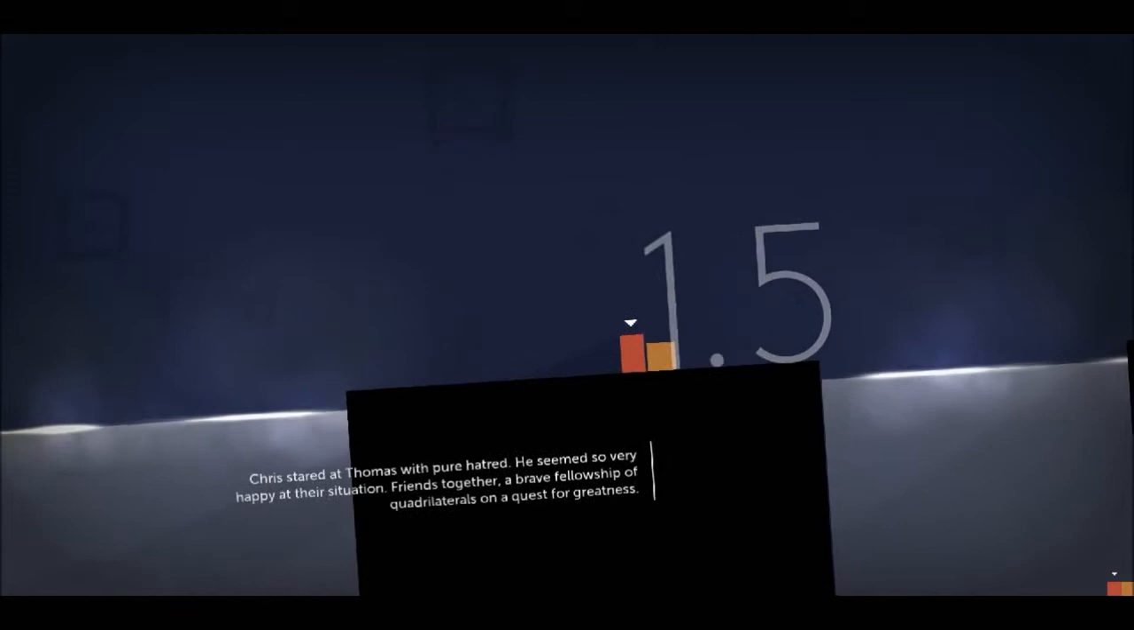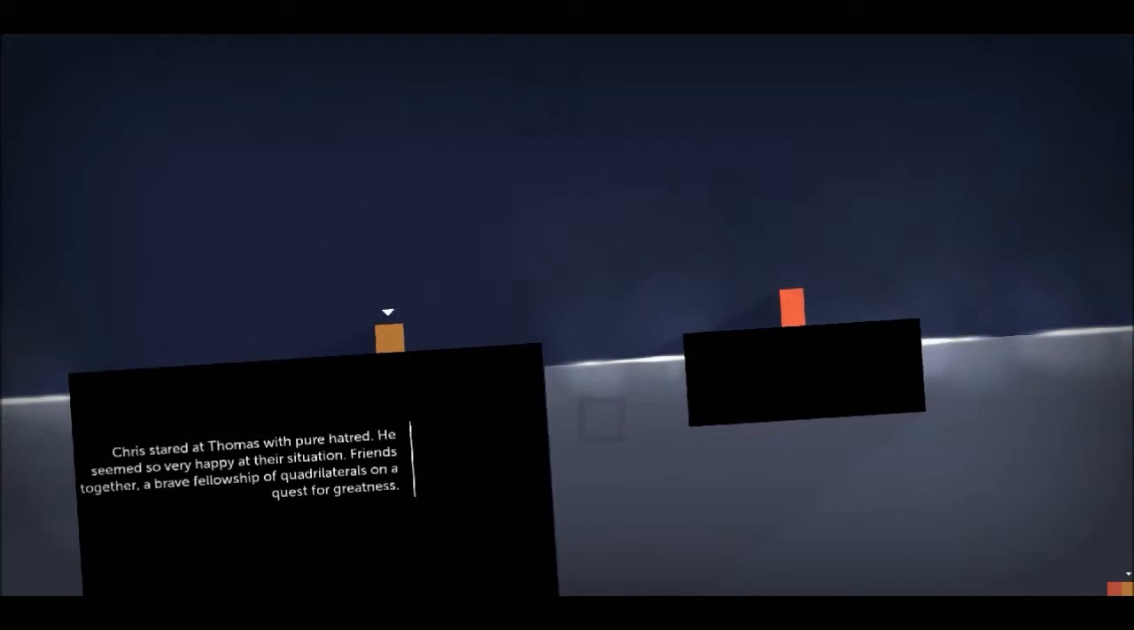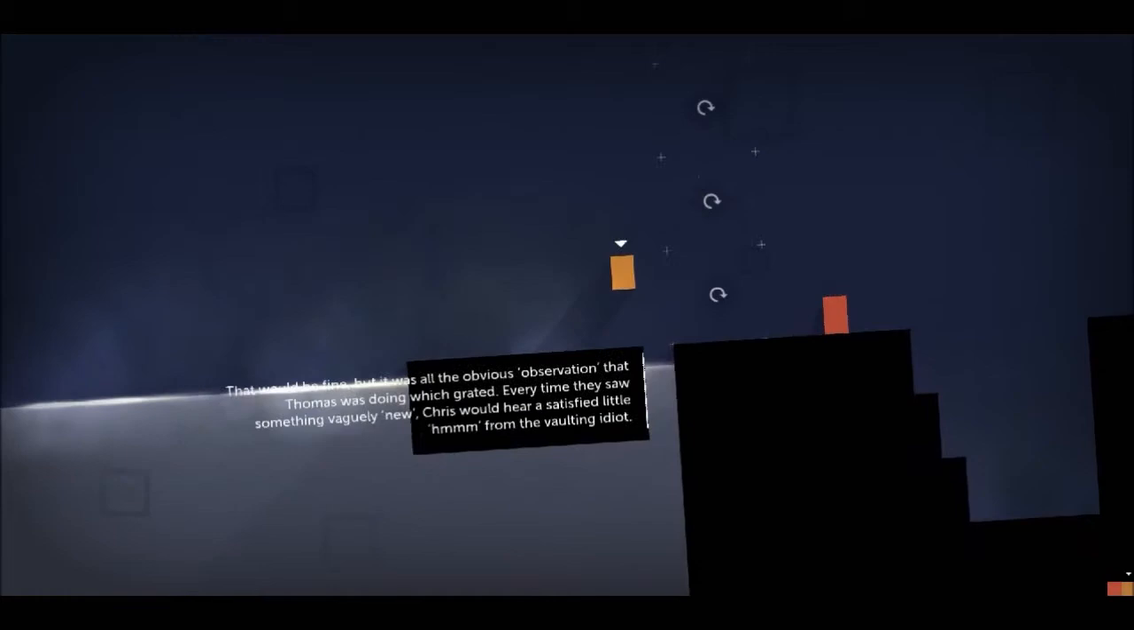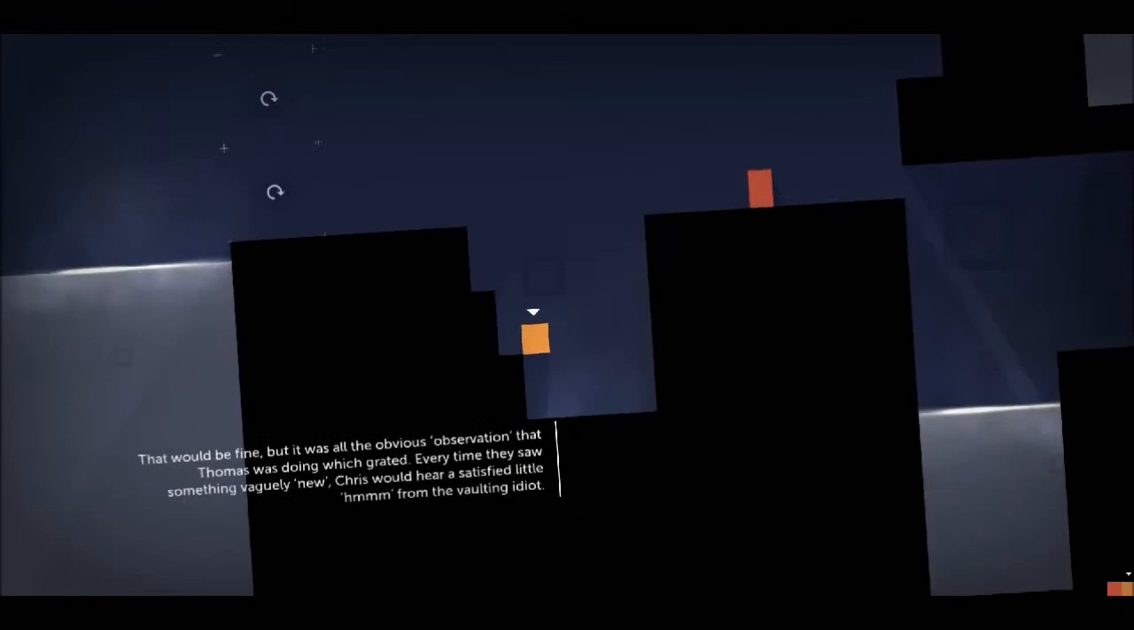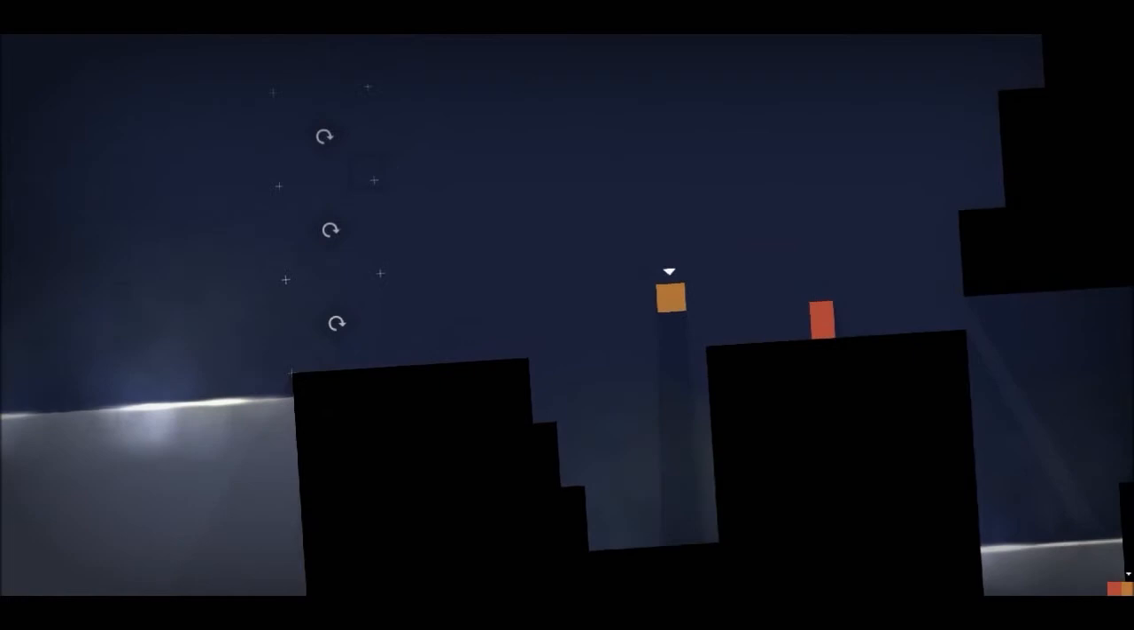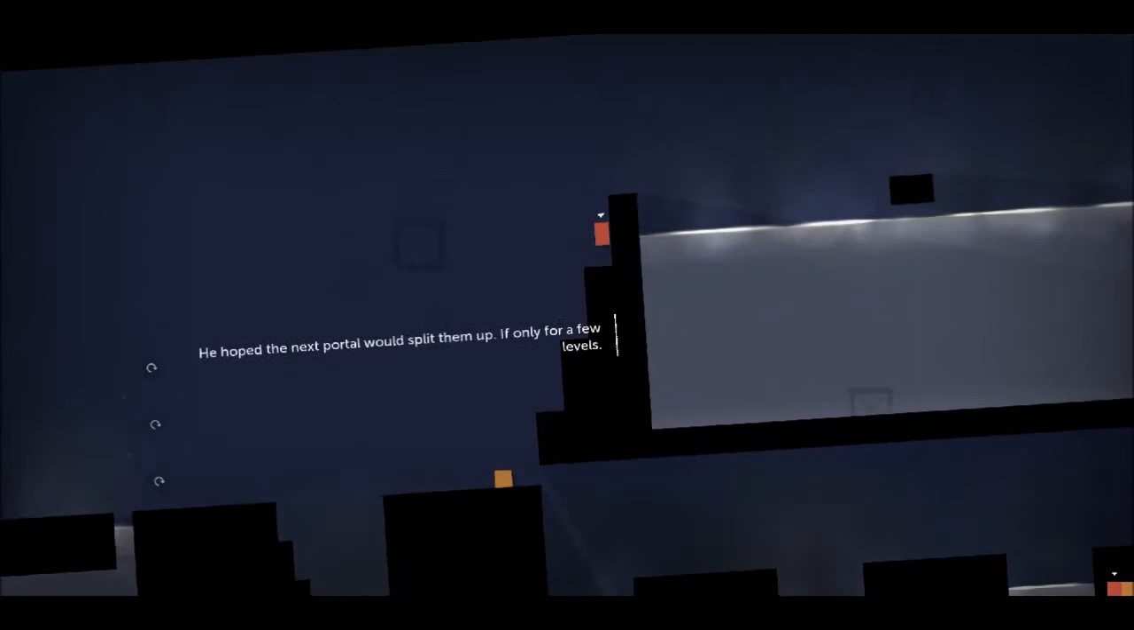Chris stared at Thomas with pure hatred. He seemed so very happy at their situation. Friends together, a brave fellowship of quadrilaterals on a quest for greatness. That would be fine. But it was all the obvious observation that Thomas was doing which grated. Every time they saw something vaguely new, Chris would hear a satisfied little "ooh" from the vaulting idiot. He hoped the next portal would split them up, if only for a few levels.